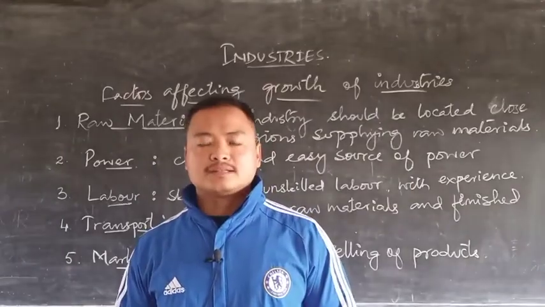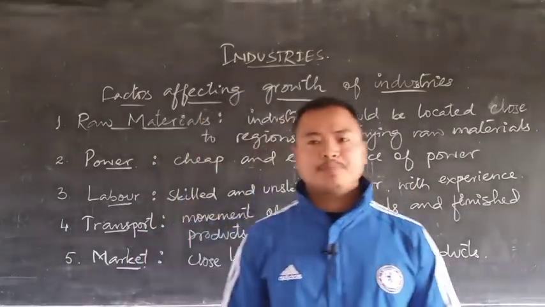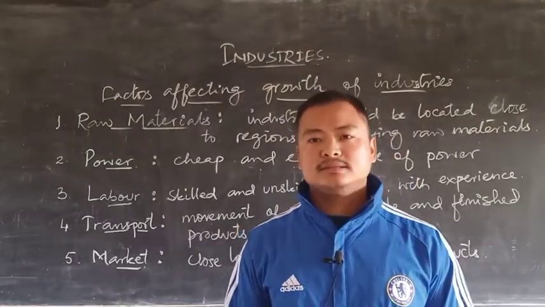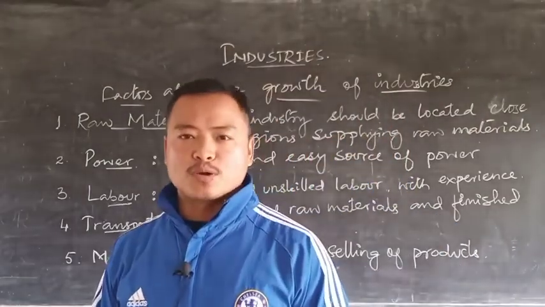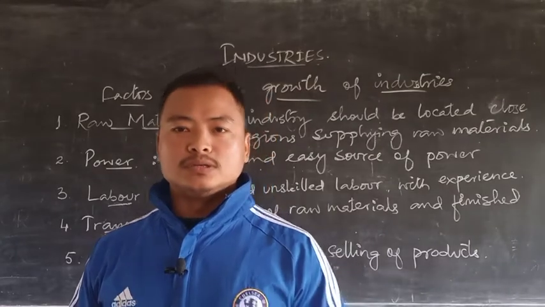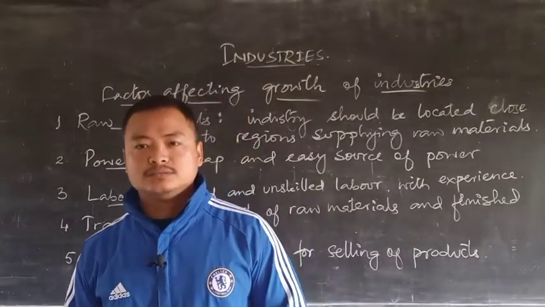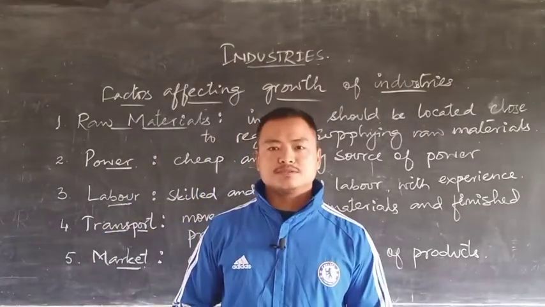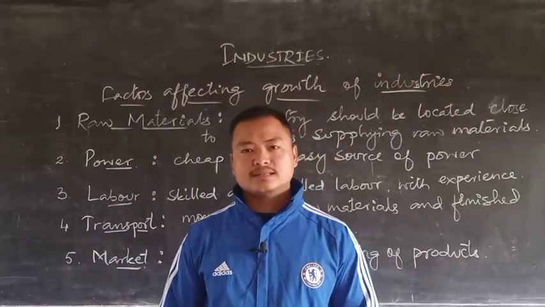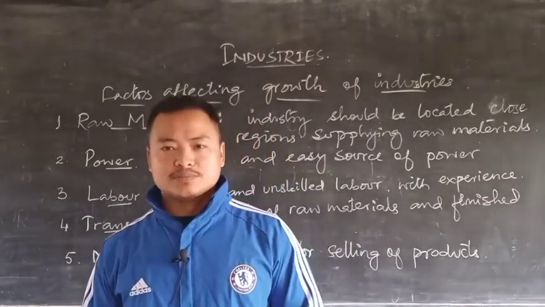The fifth factor that affects the growth of an industry is market. The market has to be in close proximity in order to earn a larger revenue. How do we earn larger revenue with closer proximity to the market? There are certain goods that we call perishable goods.